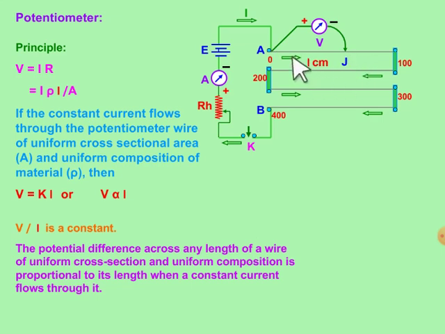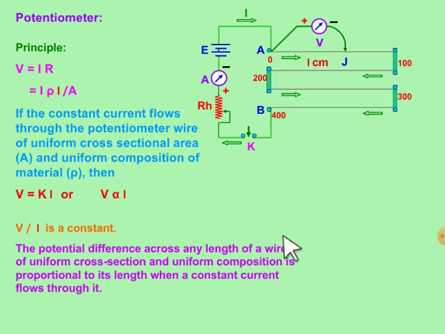Its length. The potential difference between any two points on the potentiometer wire of any length will be directly proportional to that length of the potentiometer wire between those two points. That is known as the principle of potentiometer.